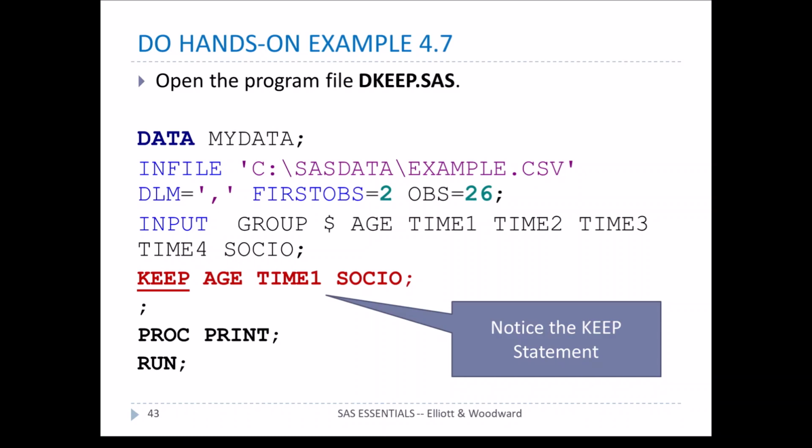And this is an example that shows that, example 4.7. Open the program called dkeep.sas, and you'll notice here that I'm reading in some data. And in this case, I'm reading in, I don't know, 5 or 6 variables, but I'm only keeping age, time 1, and socio. So again, open up this program file, run this, and see how this works. See what the resulting view of the data you get. And then play around with the keep statement to show that you can keep whichever ones you want.